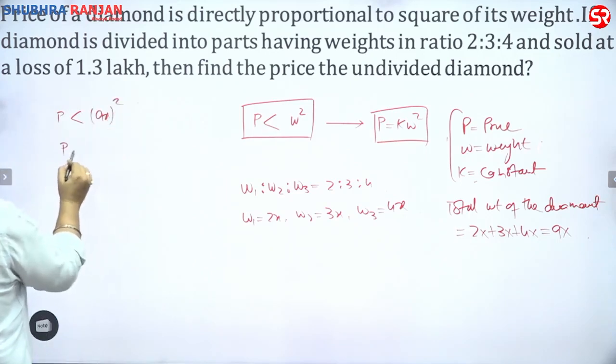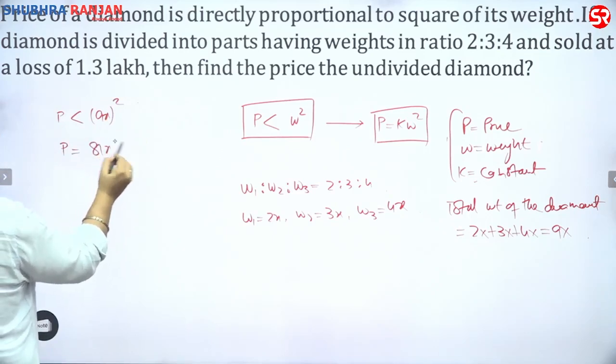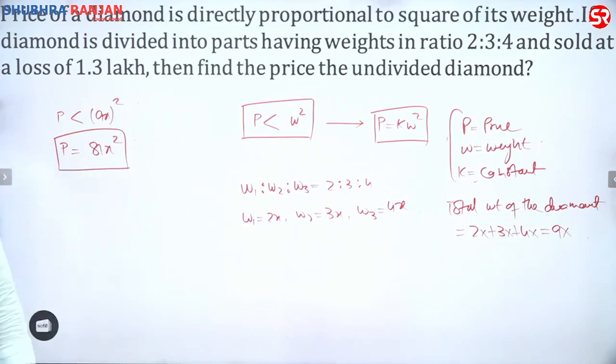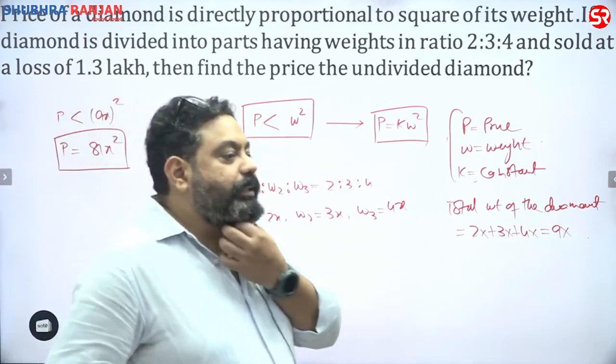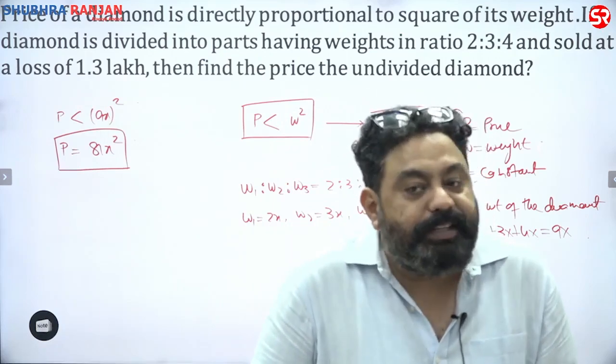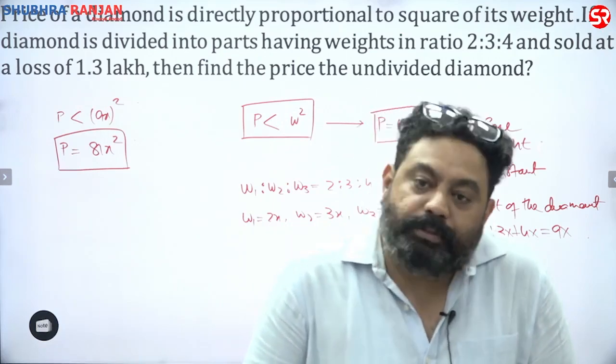Which means price of diamond comes out to be 81x square. Now I don't put a constant, reason being कि constant तो वैसे भी cancel ही हो जाना है. Right? Now I say total diamond का weight 9x, so price होगा 9x का whole square, 81x square.